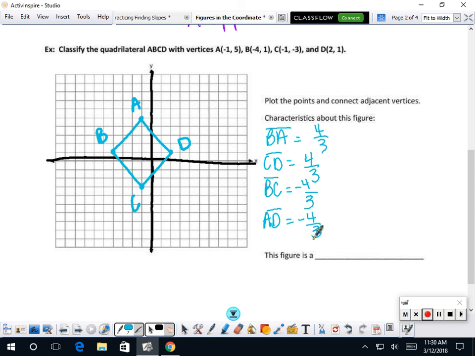All of my slopes are the exact same numbers. The only thing is I changed the signs for 2 of the lines. When you get slopes that are the exact same numbers, this will be a rhombus.